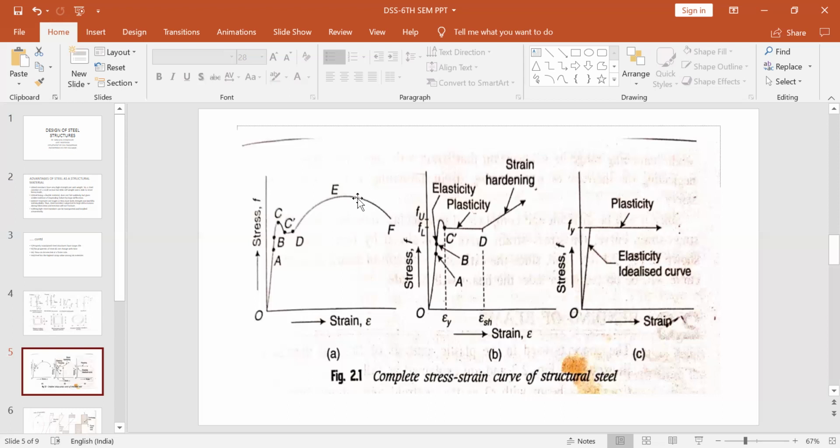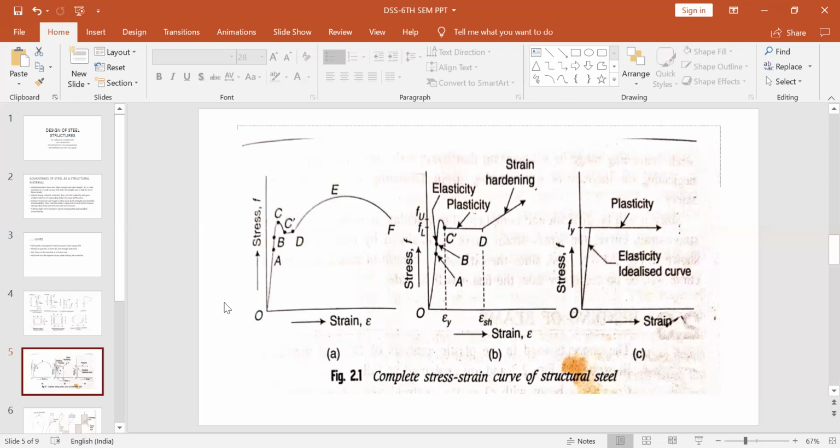Now again, if you increase, this will start falling down. Stress will start to fall, but strain will keep on increasing, and at point F it will break. So this is the breaking point. So this entire thing is explained in the stress strain curve. This is very important to understand how the elastic and the plastic zone exist in strain.